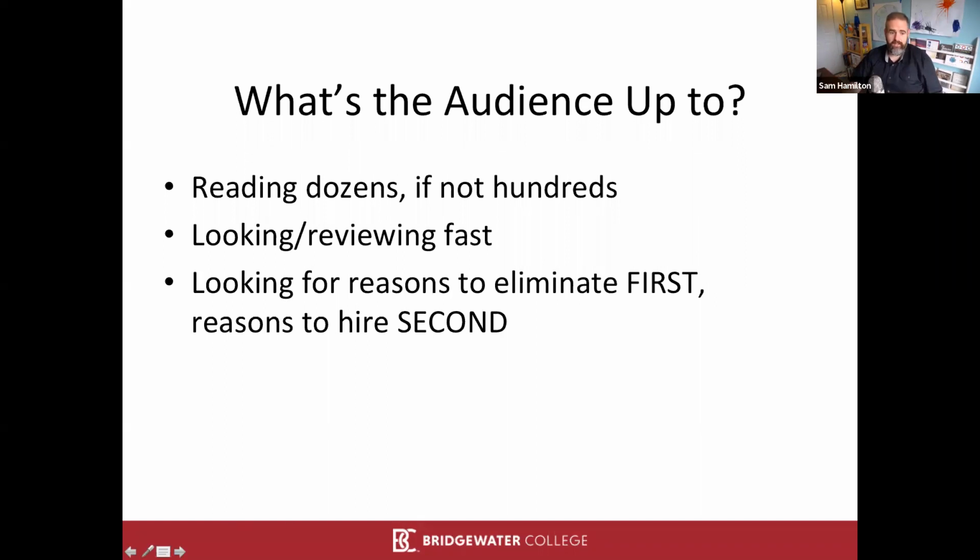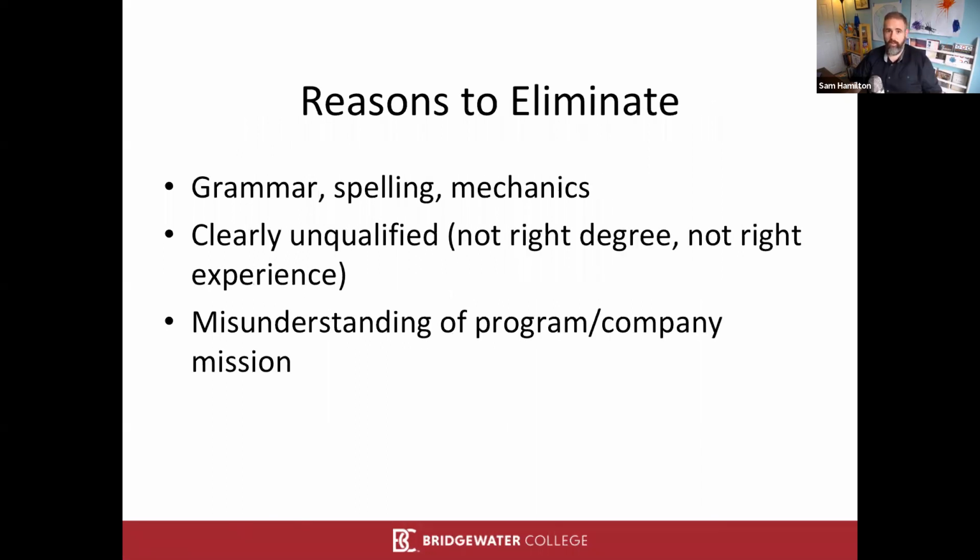And so the things that will prove to them that they need to eliminate an application very quickly are things that you already know about. Grammar mistakes, spelling mistakes, mechanics mistakes. If you are clearly unqualified, like if you don't have the right degree or the right experience, or, and this is a big one, if in articulating the experiences that you do have, you demonstrate a fundamental misunderstanding of what their program or company is about, right?